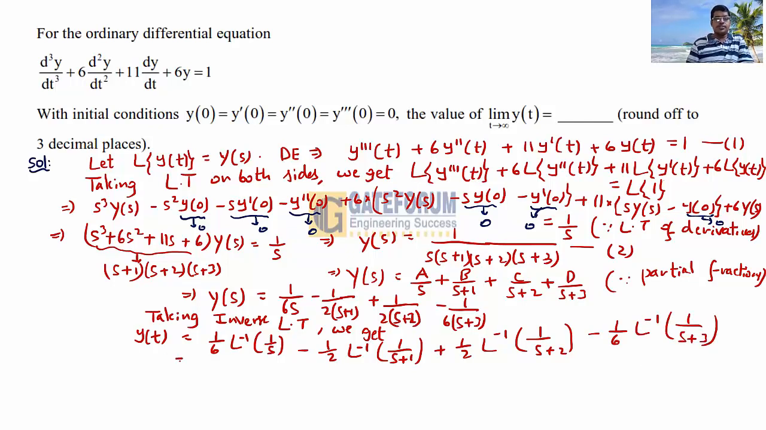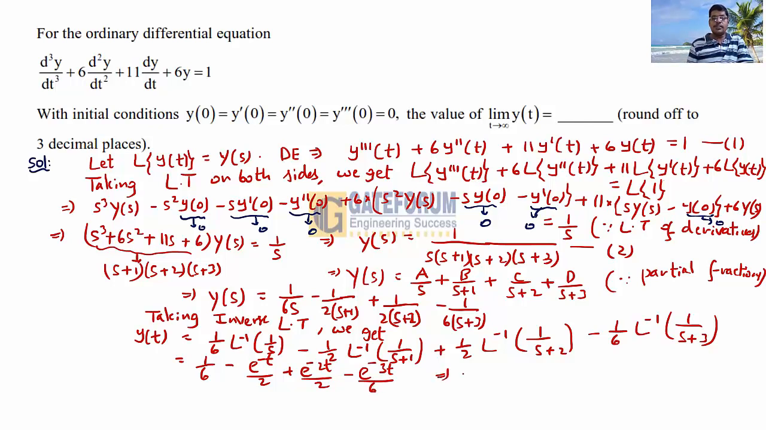So from this, you will be getting the inverse of 1 by s is 1. The inverse of 1 by s plus 1 is e power minus t. Here it is already half. The inverse of 1 by s plus 2 is e power minus 2t. The inverse of 1 by s plus 3 is e power minus 3t.